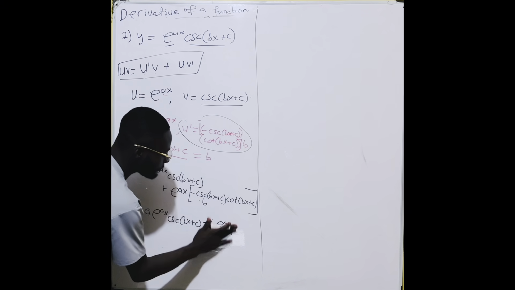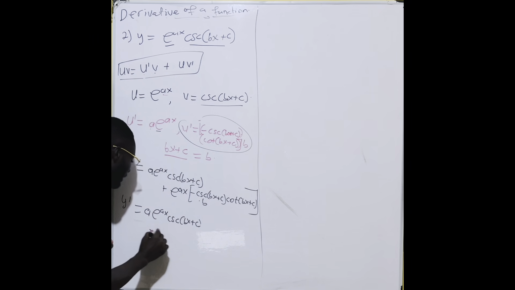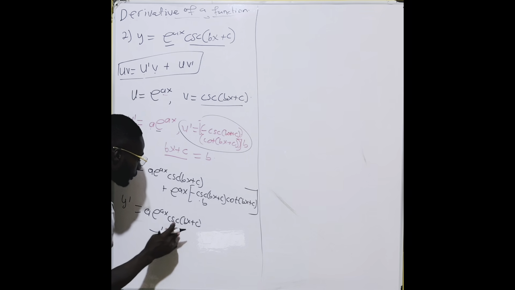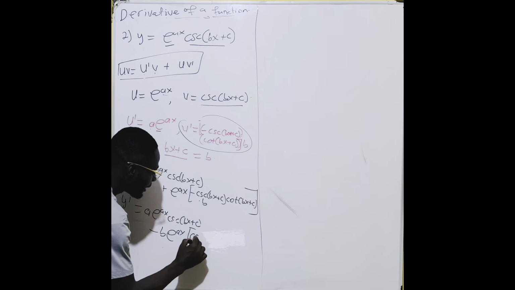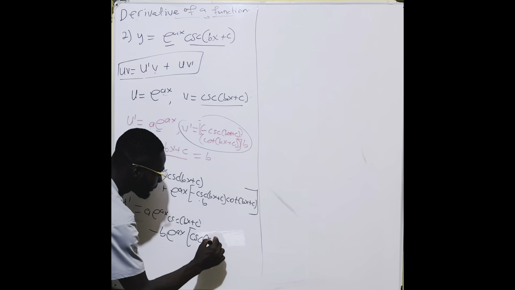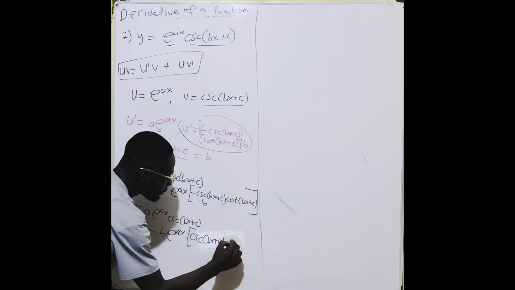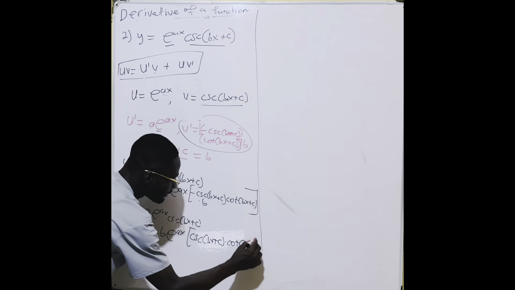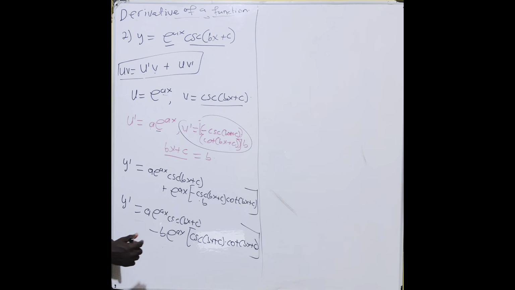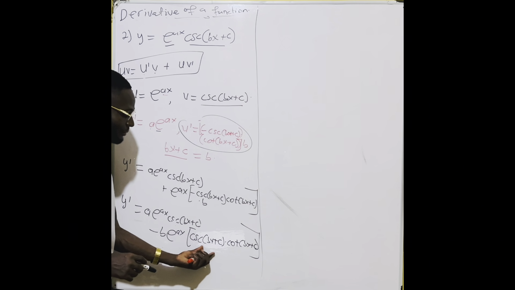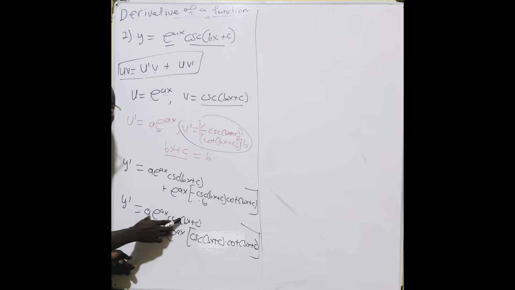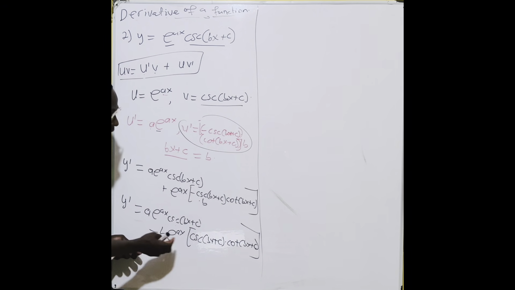cosec into bx plus c cot into bx plus c right here. Okay, so this is what we have. So we can see that e to the power ax and cosec into bx plus c is common to these two terms, right? So we can factor that out.